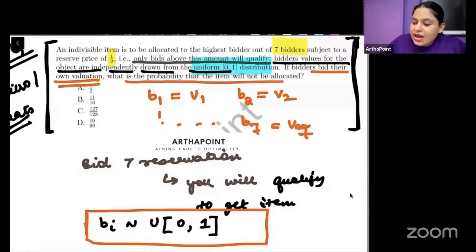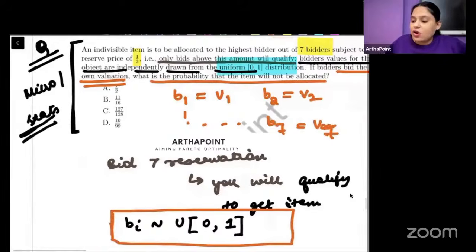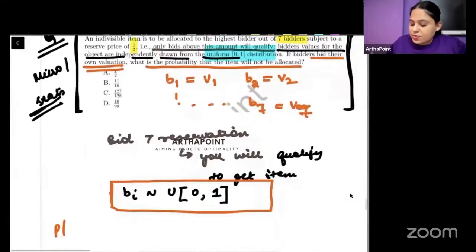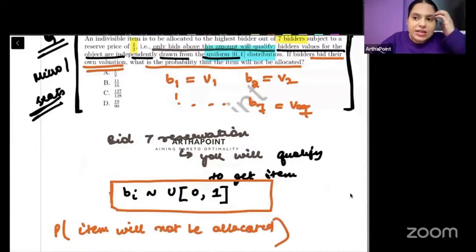What is the probability the item will not be allocated? So you need to find the probability the item will not be allocated. That means find the probability in a way that they will be bidding. When will it not be allocated? When their bid is less than the reservation price, only then it will not be allocated. So you need to find the probability when the item will not be allocated. Take this as a homework question. These are the options.